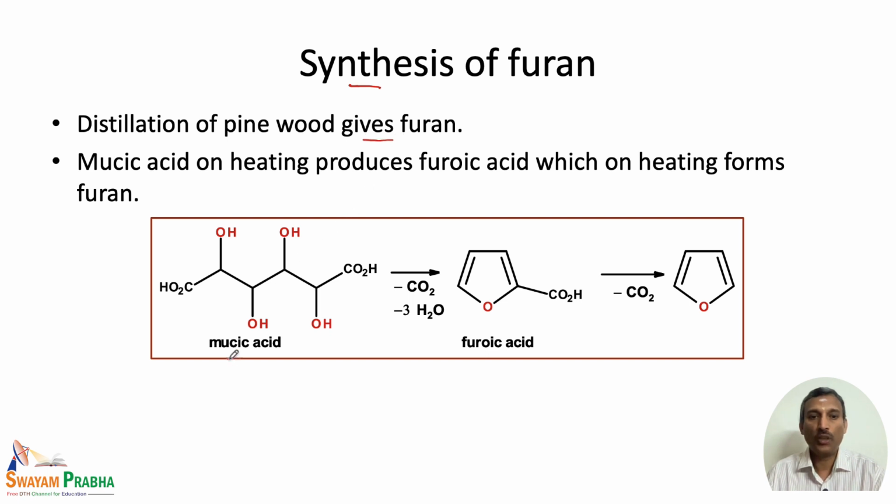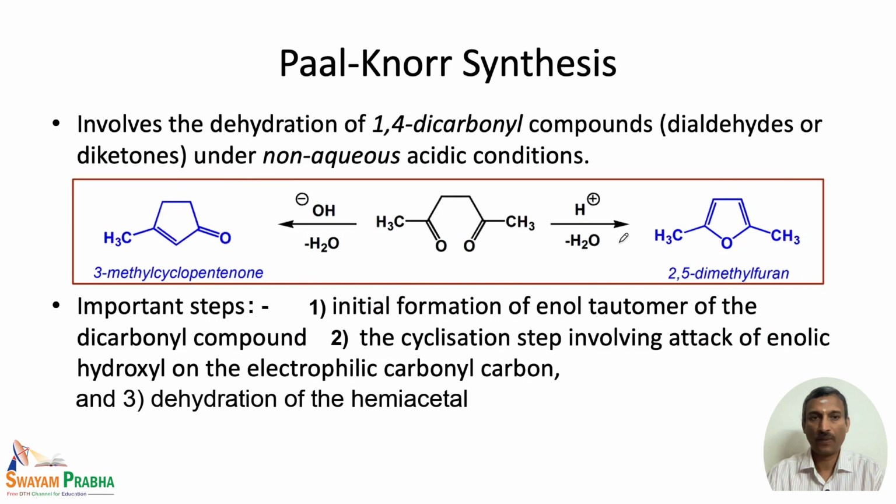Mucic acid is a compound that is present in pine wood, and when we heat this mucic acid at a very high temperature, it loses a carbon dioxide molecule and also loses 3 molecules of water. That leads to the cyclic furoic acid as the product, and this furoic acid on further heating loses 1 molecule of carbon dioxide to give furan as the final product. Here this carboxylic acid unit loses the carbon dioxide.